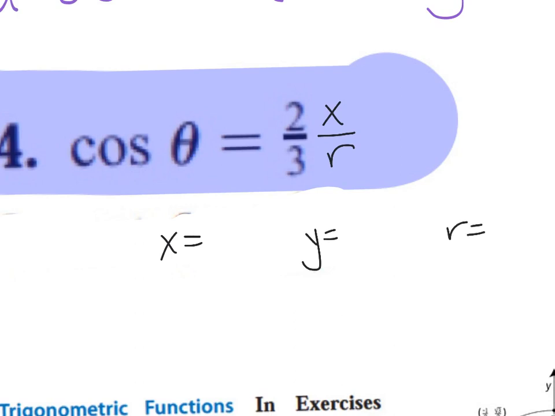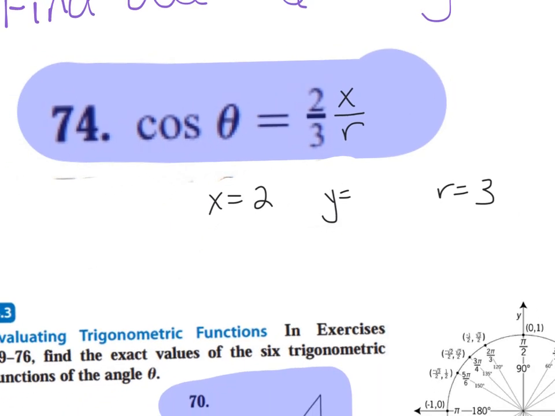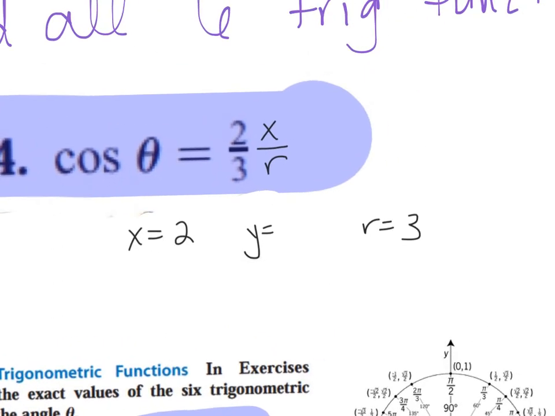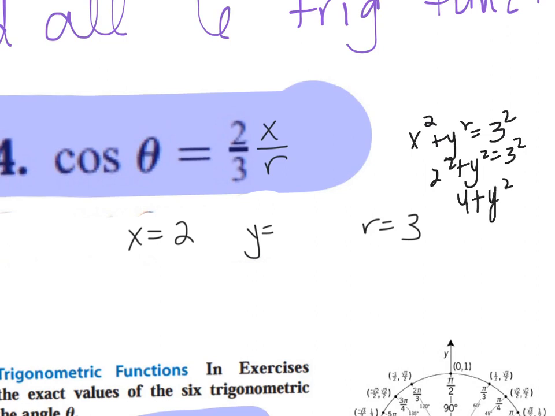We have cosine is X, R is our 3, so we have to find Y, correct? Okay, so how would I do that? Pythagorean theorem. So I have X squared plus Y squared equals 3 squared. 2 squared plus Y squared equals 3 squared. 4 plus Y squared equals 9. Y squared equals 5. So Y equals root 5. Agree?